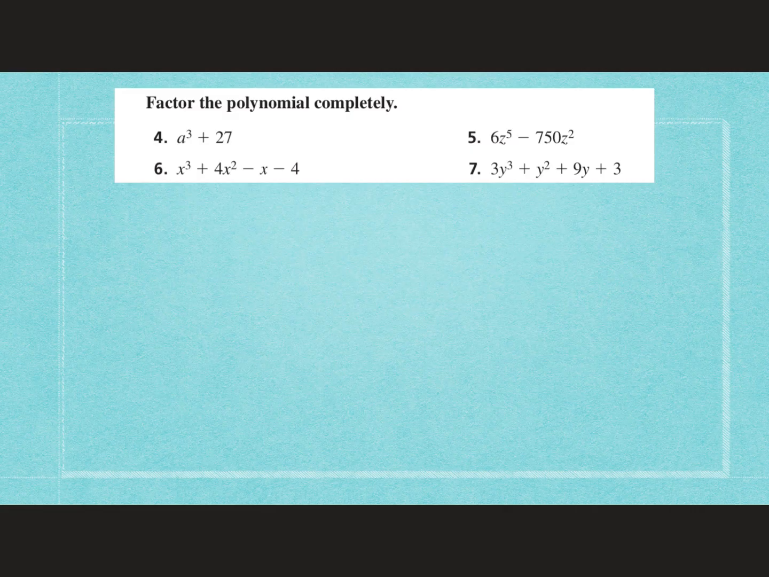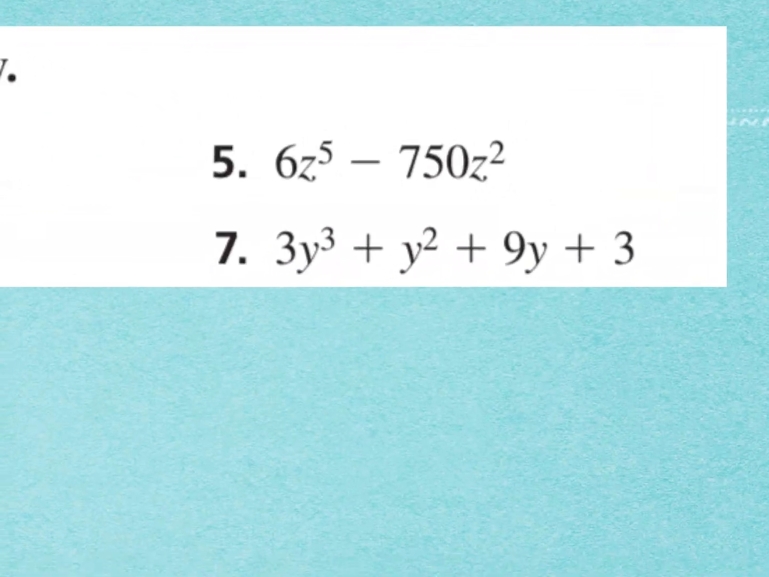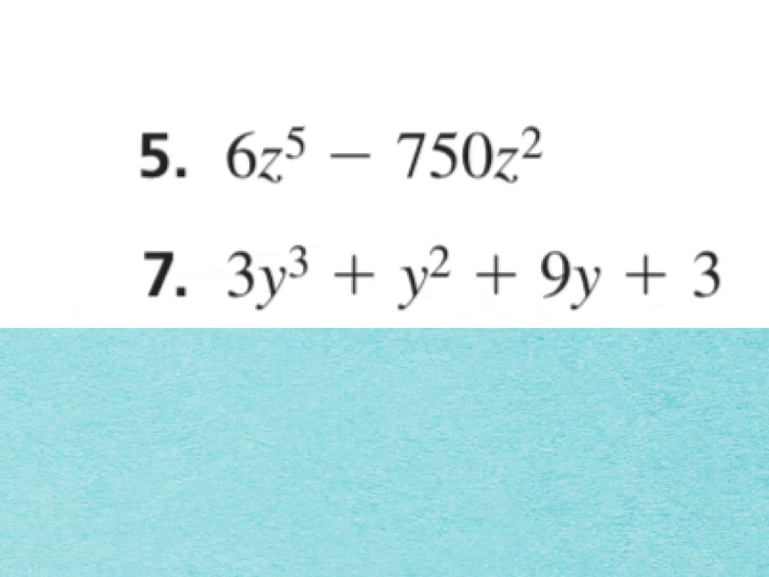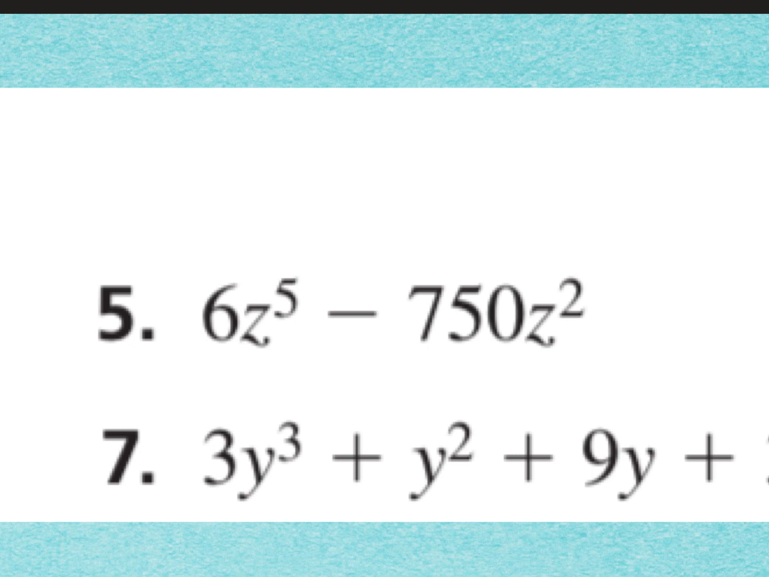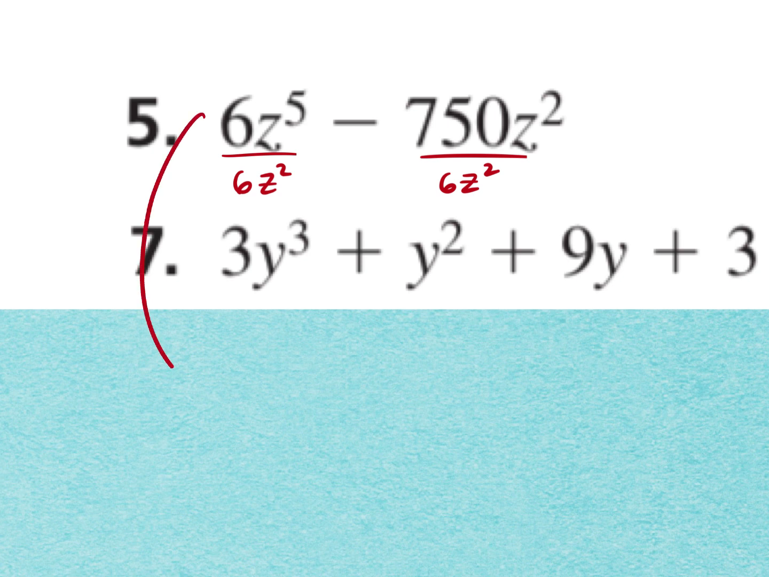Let's do number 5. I know some of you guys did this yesterday on your own, but just to practice, let's factor number 5. What would I do first for number 5? Take out a GCF. What's the GCF? 6z squared. So I'm going to divide out a 6z squared. So 6z squared goes to the outside. What am I left with?